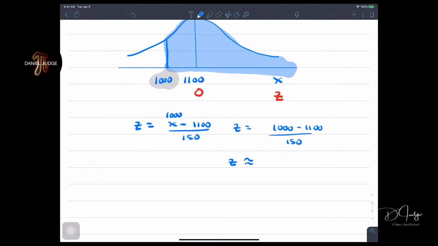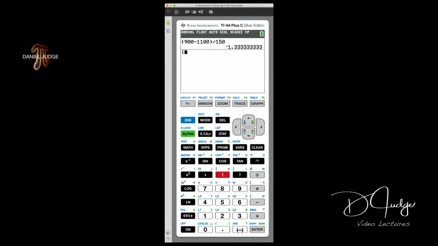Let's approximate this. Okay, we got to approximate it to the nearest hundredths. So we get 1000 minus 1100 divided by 150. Boy, what a boring problem. Negative 0.67. It's not always these values. It's kind of a weird day. All right, well, fine. We'll just see how this works.